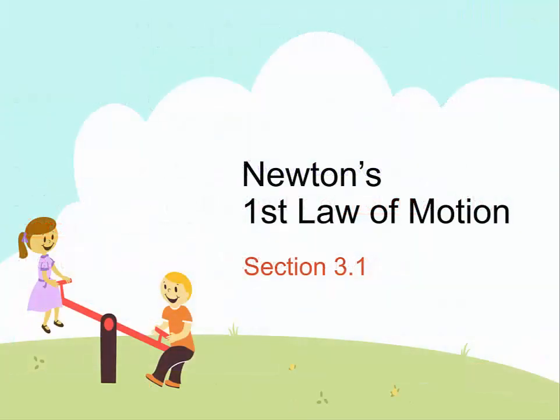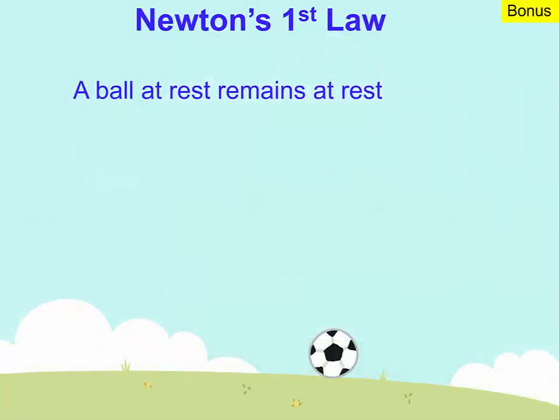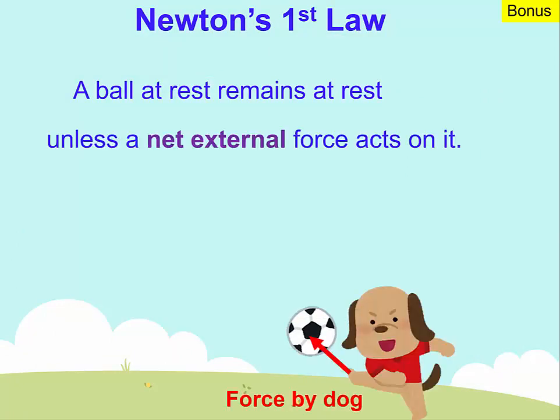We'll now begin with Newton's first law of motion. As a kid, I'm sure you already know this. A ball at rest remains at rest unless a net external force acts on it. Is the force by the dog an external force? Yes, because the dog is an external body. The ball is acted on by the dog.